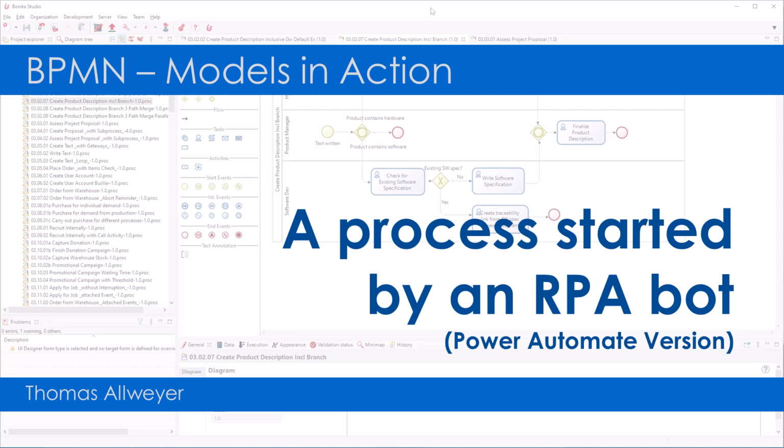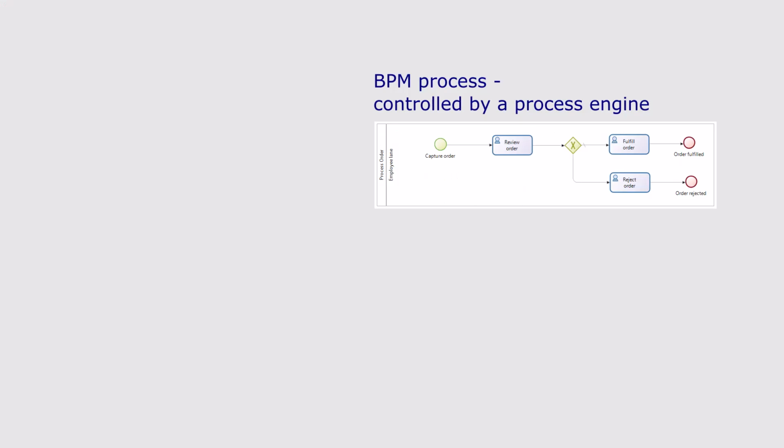This video is about connecting a business process management system and a robotic process automation system. I'm using the community version of Bonita as business process management system and the free version of Microsoft Power Automate as robotic process automation system. We are using a simple order processing example.